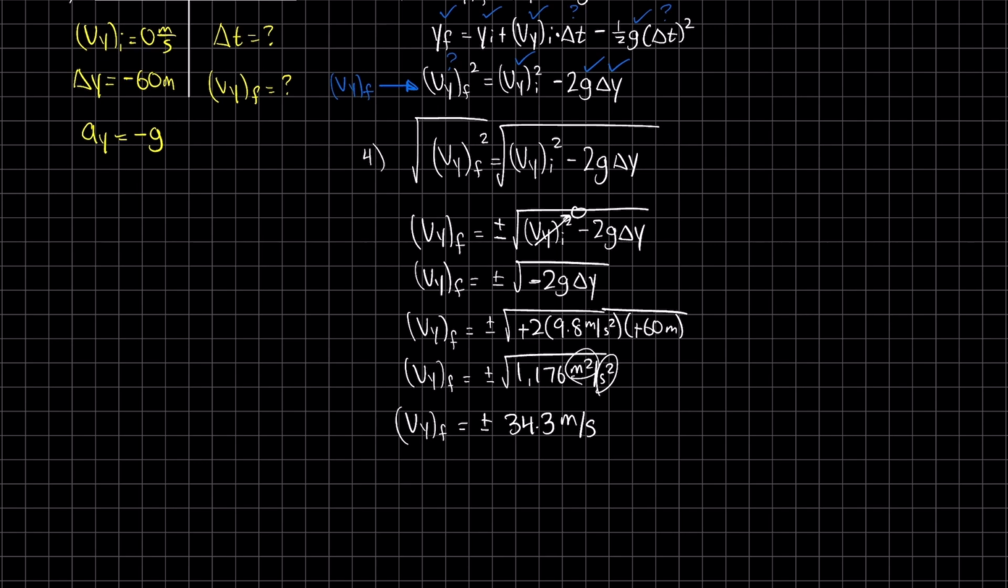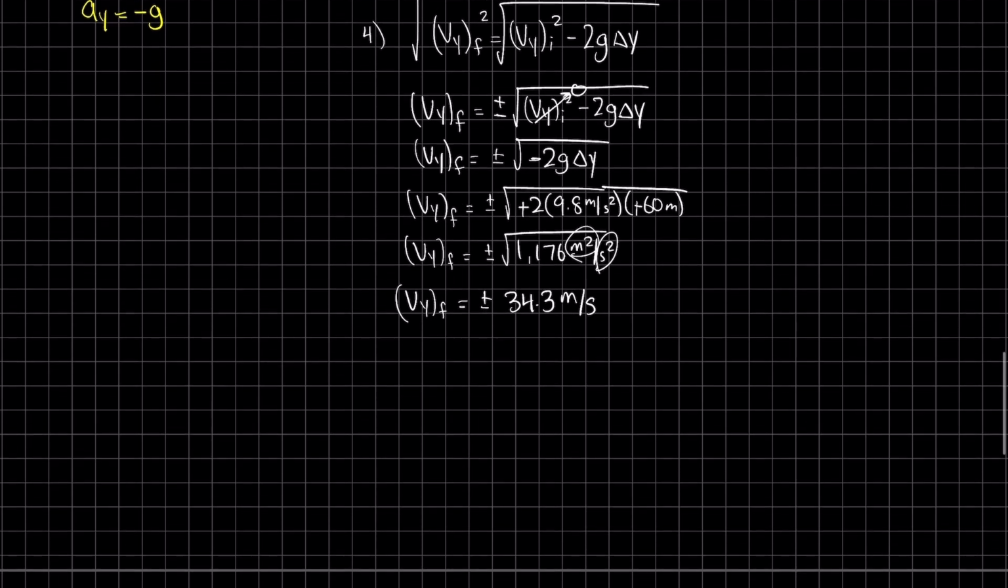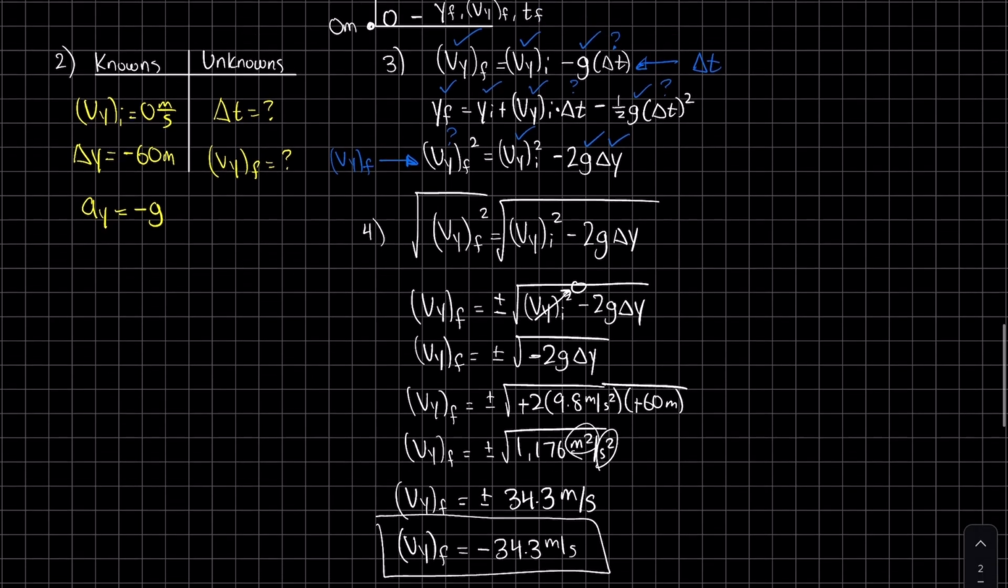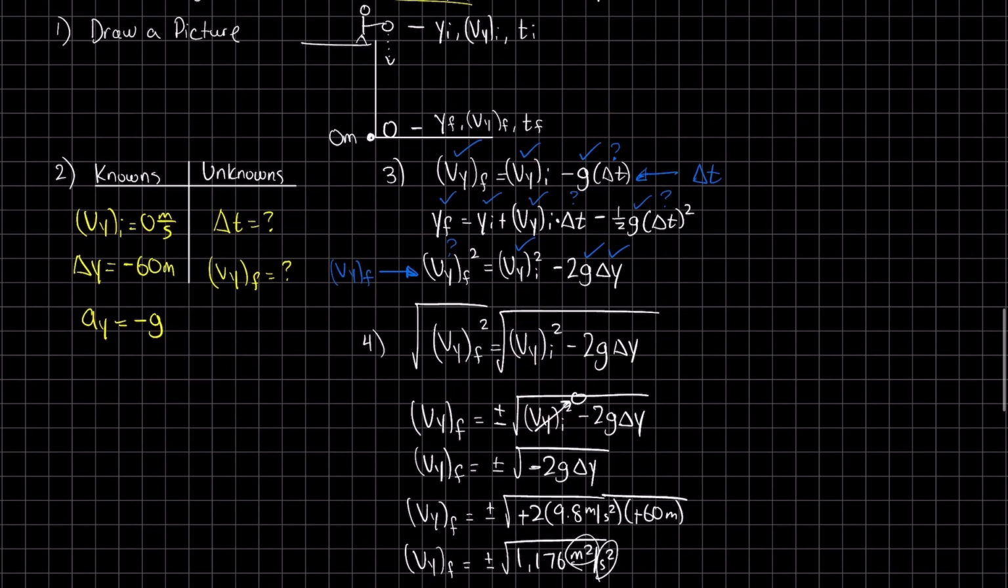And so, since this object is moving down, the negative root is going to better describe my physical scenario. So negative 34.3 meters per second will be the answer for that first part. And that's simply because the object is falling downward. So now my VYF is known.